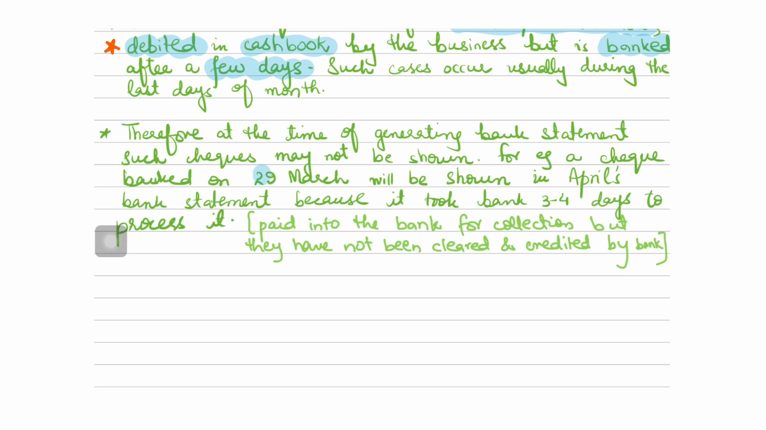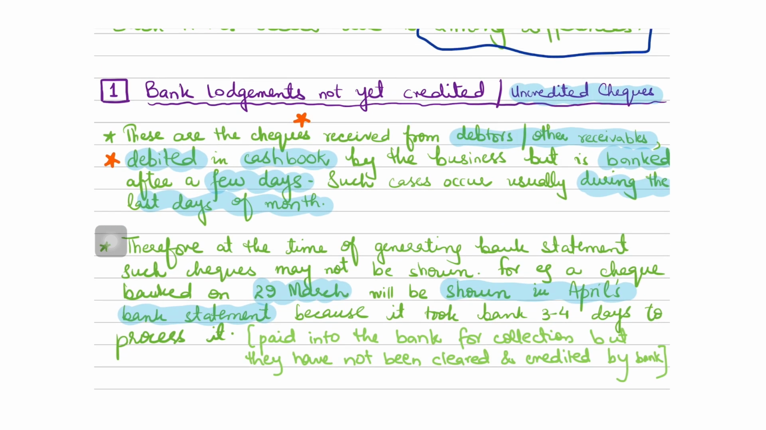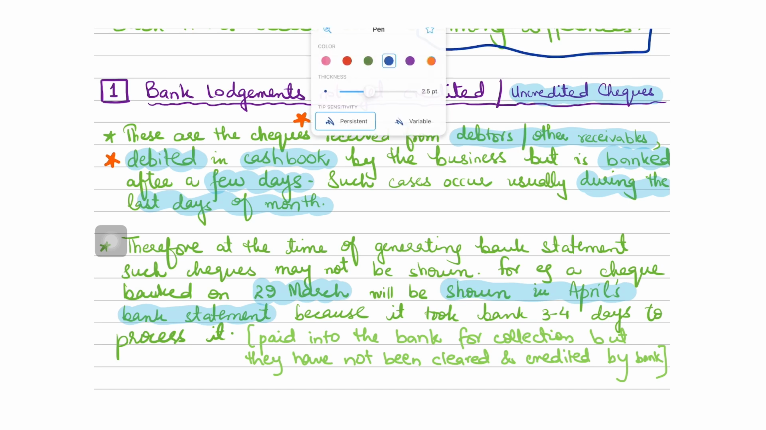For instance, if I have received a check on 29th March, and I did not deposit that check right away in the bank, or even if I did, it won't appear in my March's bank statement. Rather, it will be shown in April's bank statement. Of course, it will be shown, but not in that same month, because such cases usually occur during the last days of the month. So the bank takes a few days to process the check, to clear the check, to verify the check, right? So that is bank lodgements not yet credited.